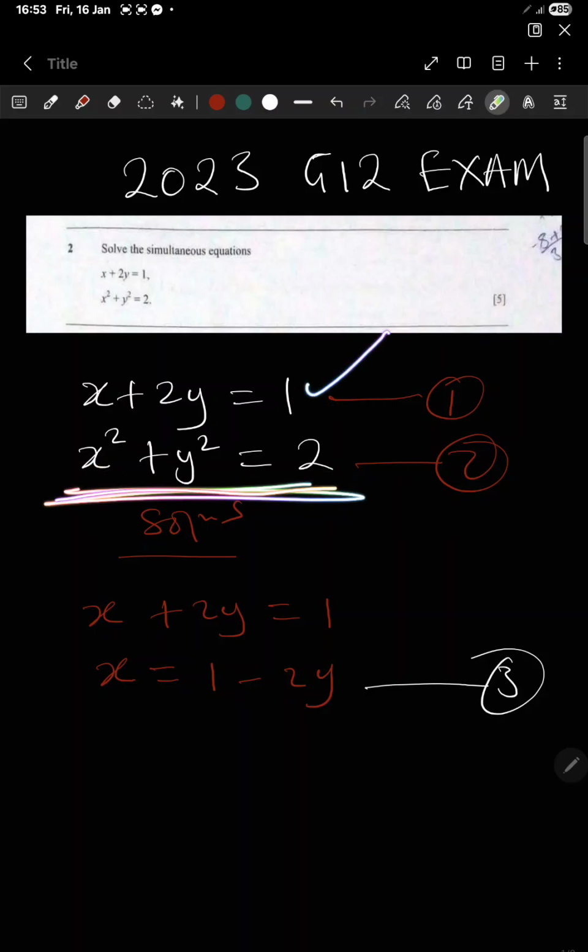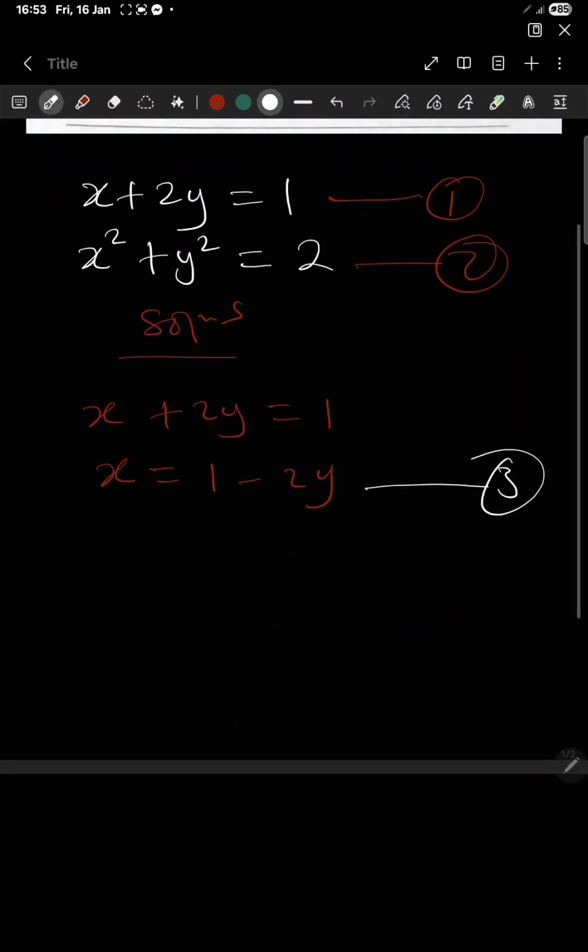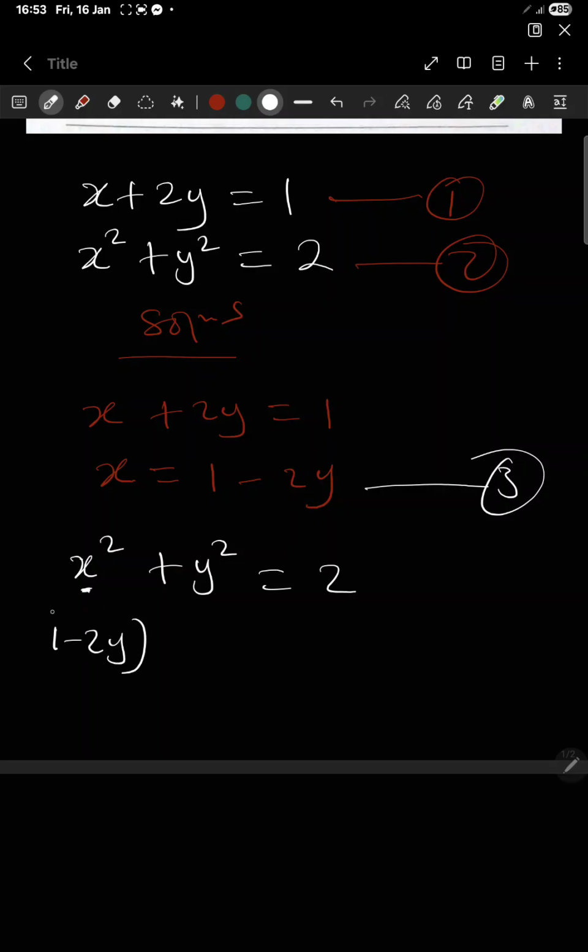In equation 2, wherever there is x, we need to put 1 minus 2y. Equation 2 is x squared plus y squared is equal to 2. Meaning that where there is x, we put 1 minus 2y, but we need to square that, and then plus y squared is equal to 2.